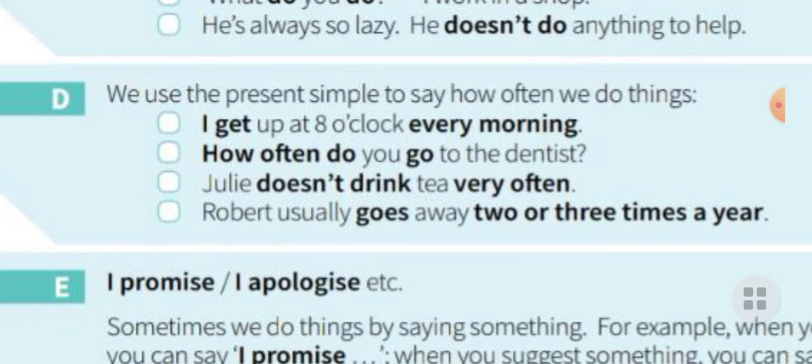Then the last rule, D. We use present simple to say how often we do things. I get up at 8 o'clock every morning. How often? Okay. Whether weekly once or daily twice, monthly 5 times, like that, no. That to know is so called how often. I get up at 8 o'clock every morning. How often do you go to the dentist? Julie doesn't drink tea very often. Robert usually goes away 2 or 3 times a year.